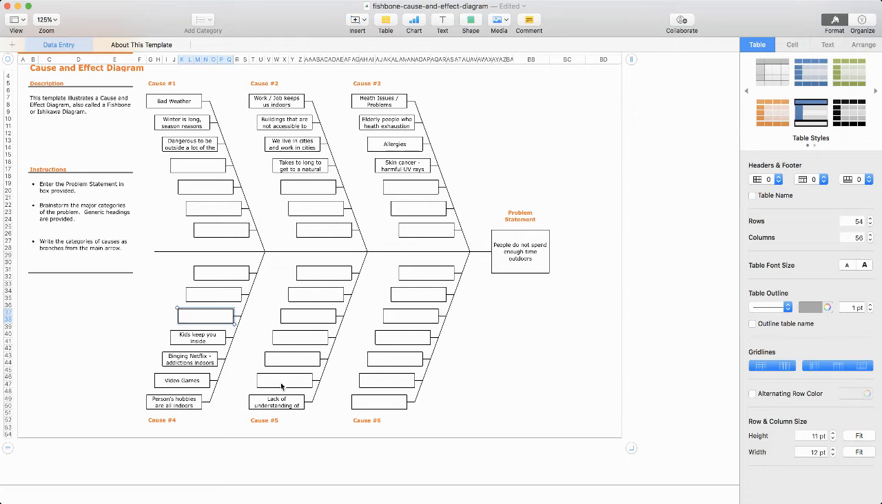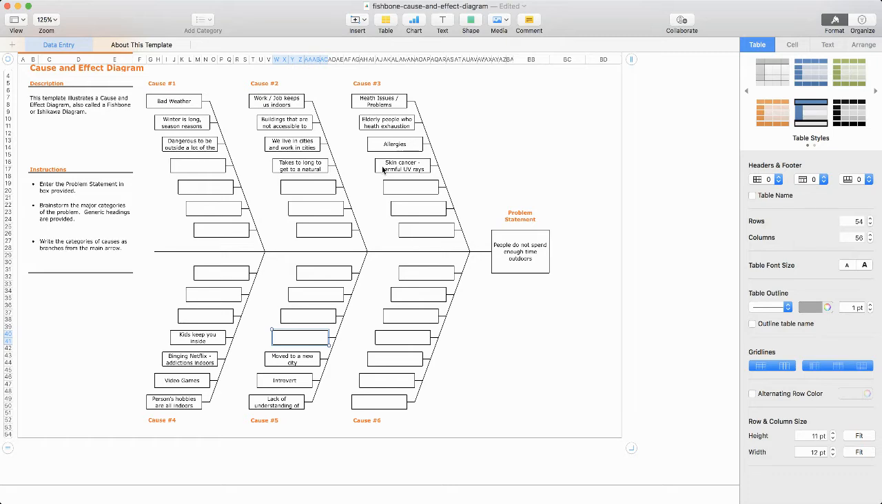Then the last one, lack of understanding. You want to keep filling out as many as you can until you run out of causes that you can think of. A lack of understanding of what's outdoors. Maybe you're an introvert and you're not aware of what's going on outside. Maybe you just moved to a new city and you don't know what's out there. I'm not going to keep filling this out, but you get to see an example of how you would flesh that out.